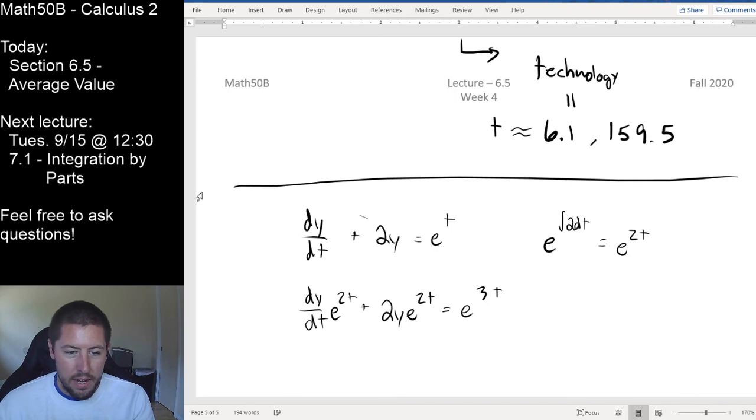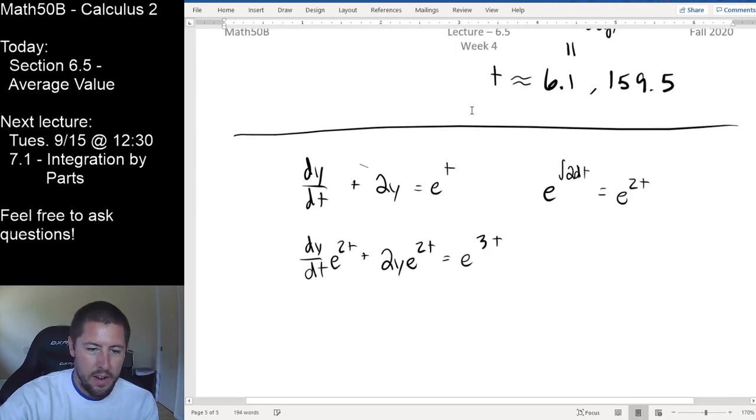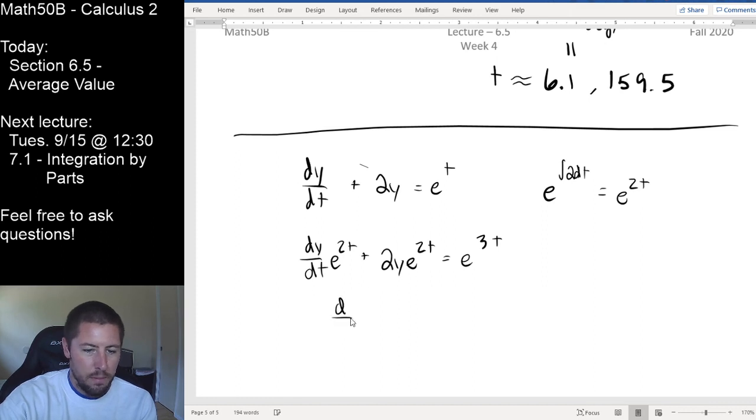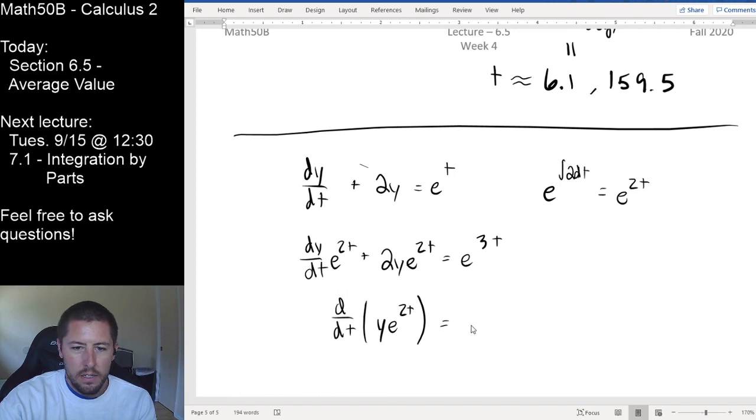And we can now see that what we really did here is that this is now the product rule from the derivative of y e to the 2t. You should definitely see that in the first term, we took the derivative of y and left e to the 2t alone. In the second one, we took the derivative of e to the 2t and left y alone. Equals our e to the 3t.